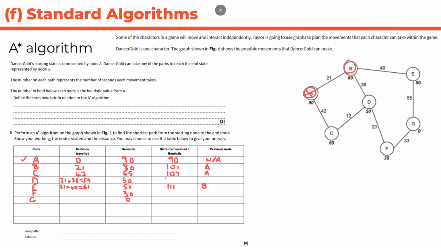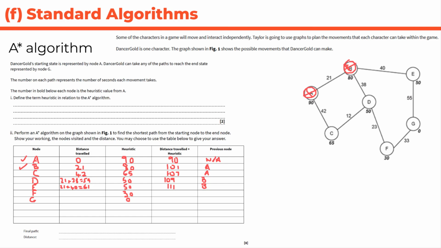59, that's 109. And we got there via B. Okay, next node. Which one has the shortest cost that's not been visited? Well, I have to tick off B because we've been there, so we can never go back again. Cross you out. Be gone.